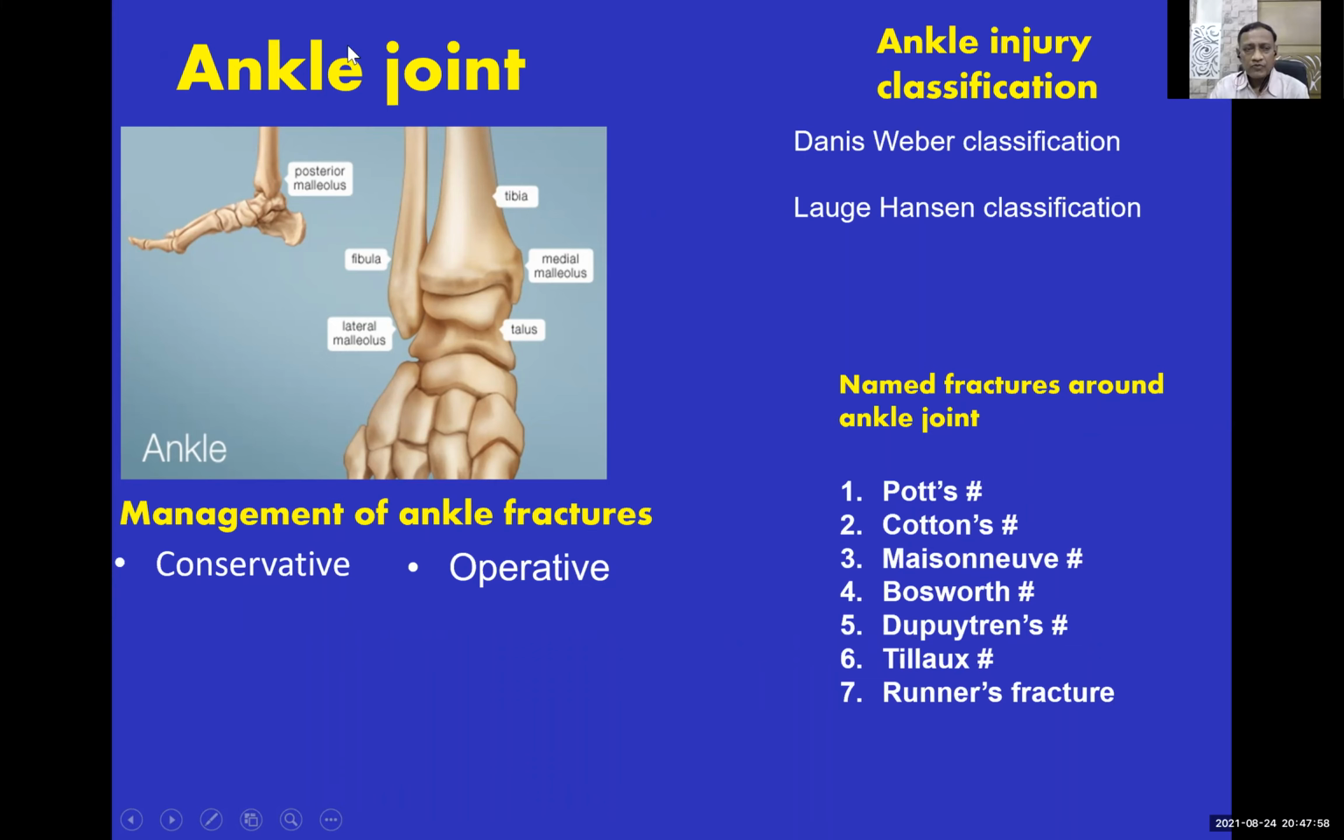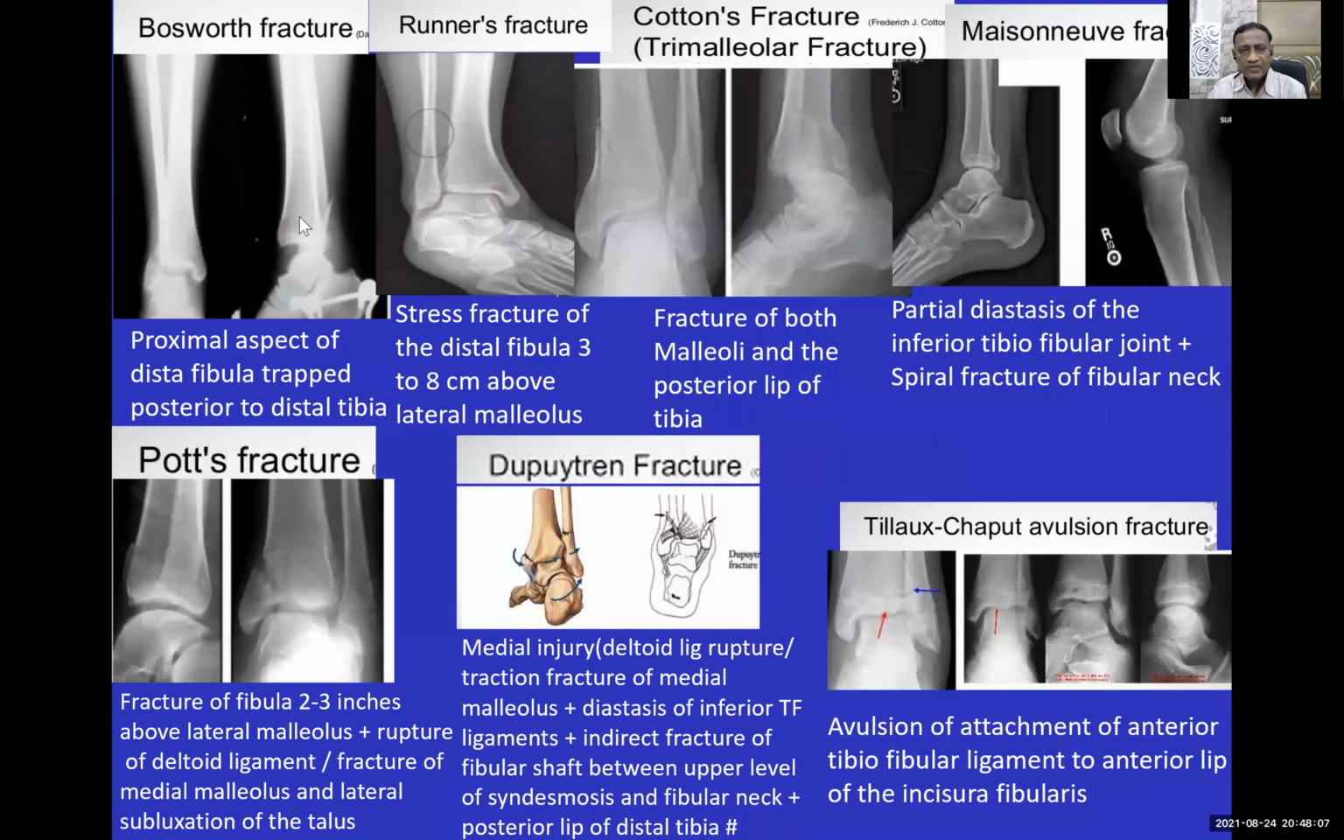This is the Bosworth fracture. What is it? It's the fracture of the proximal aspect of the distal fibula, which is trapped posterior to the distal tibia. So like this. So that is a Bosworth fracture. Runner's fracture, that is a stress fracture of the distal fibula, 3 to 8 centimeters above the lateral malleolus, like this. That is runner's fracture.